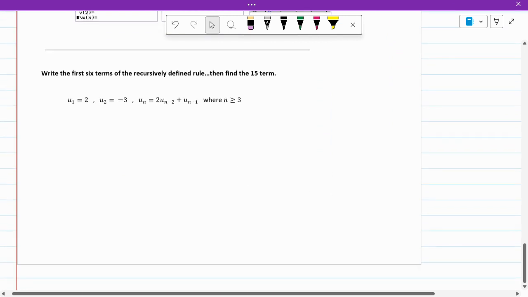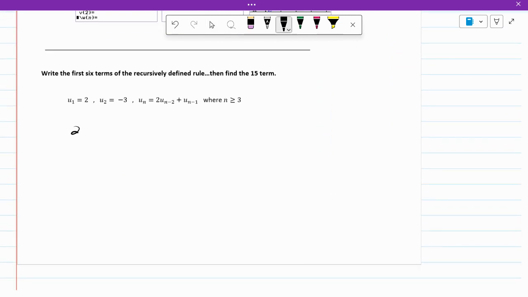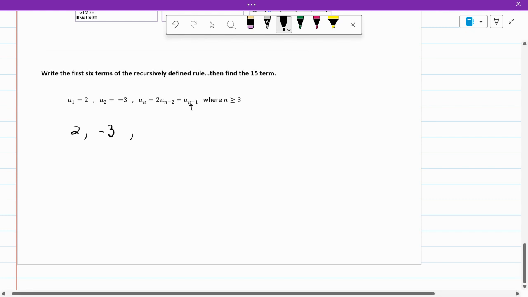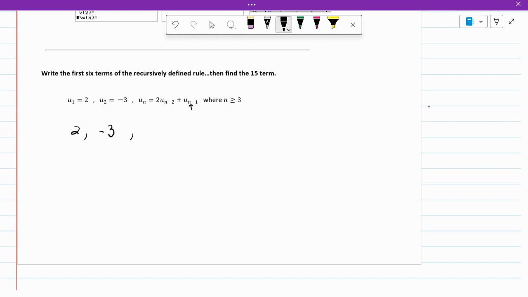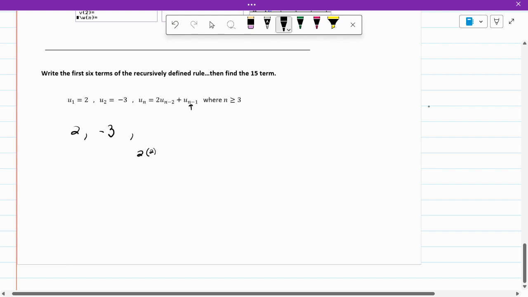Okay, so we can do it by hand, and then we can do it on our calculator. So the first term is 2, the second term is negative 3. And the rule says 2u sub n minus 2 plus u sub n minus 1. So remember, u sub n minus 1 is the term right before the one we're finding, and u sub n minus 2 is 2 before the one we're finding. So I'm going to do 2 times 2 plus negative 3, which is 1. So the next term in the sequence is 1.